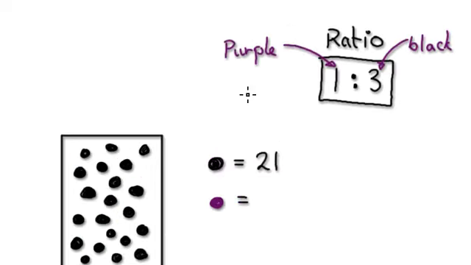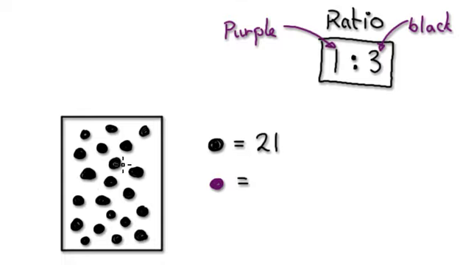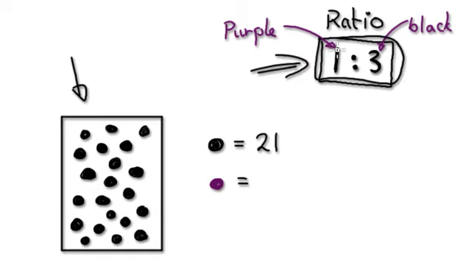Okay. Now imagine we've got a packet of sweets here. The ratio is still the same. It's still 1 to 3. So the ratio of purple to black sweets is 1 to 3. You're told that in this bag of sweets there are 21 black sweets. Your job is to work out how many purple sweets there are in this bag. But you have to obey the ratio here. So for every one purple sweet, there are 3 black sweets.